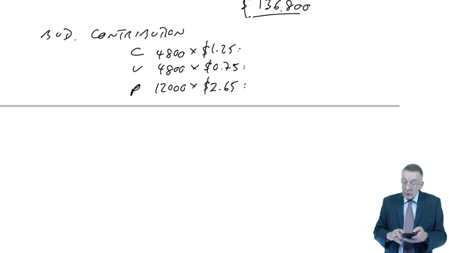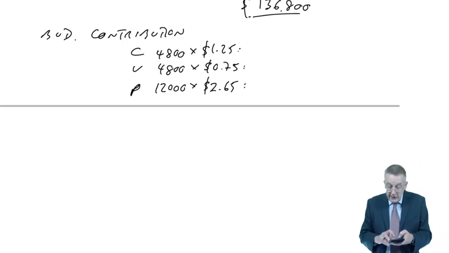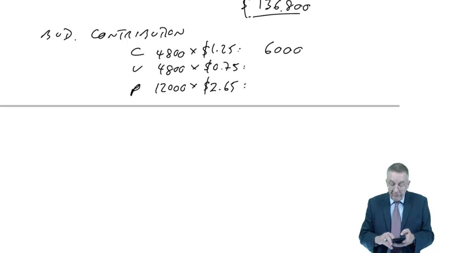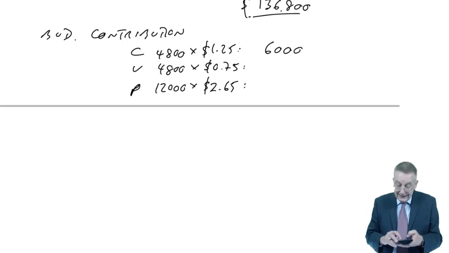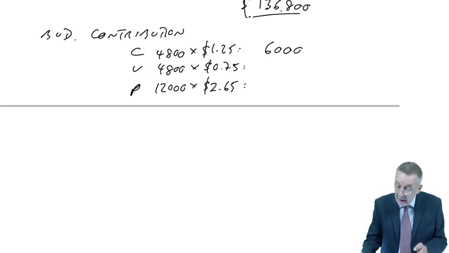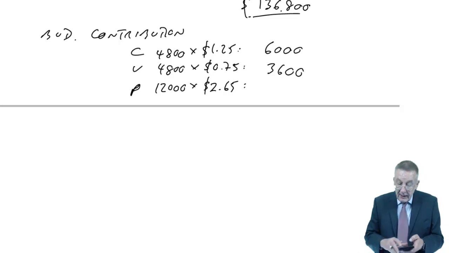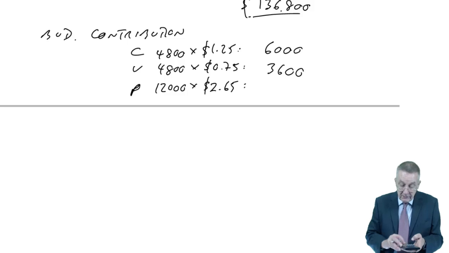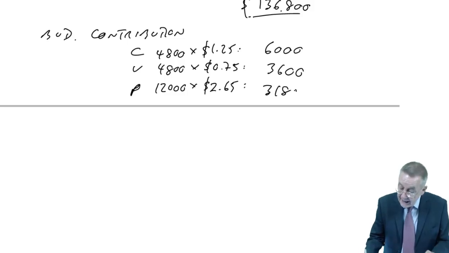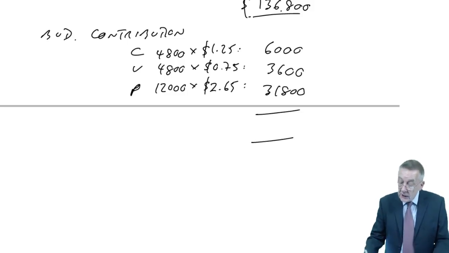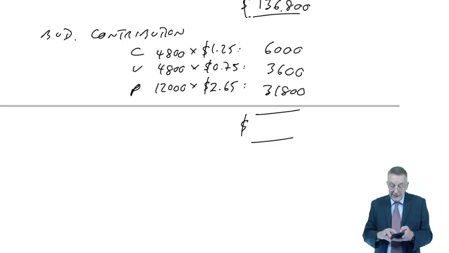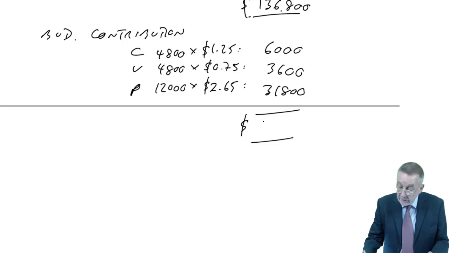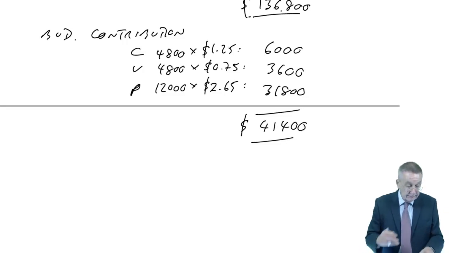Which comes to total for C, 4,800 times 1.25, 6,000. For V, 3,600. For P, 31,800. And so the total budget contribution, 41,400.